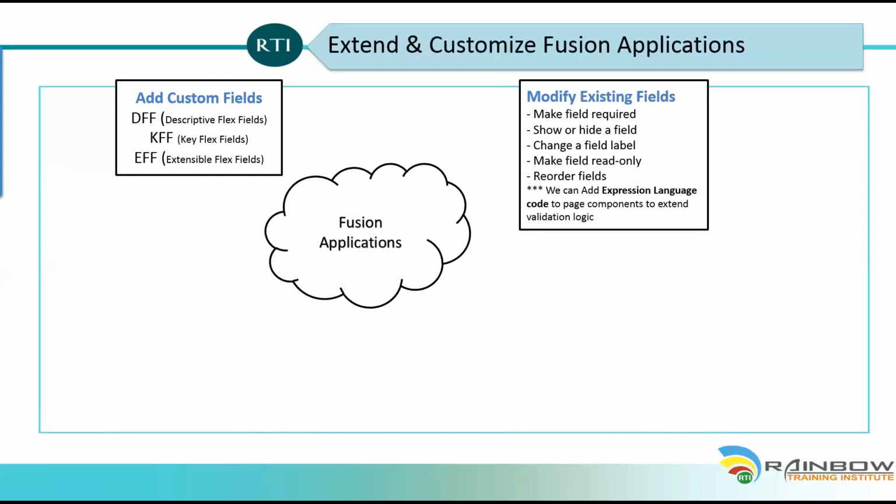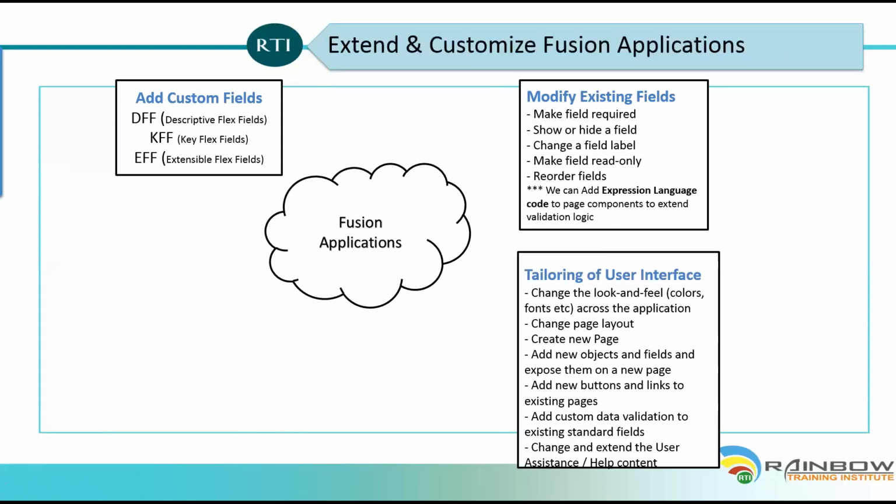And if you want to modify existing fields, like making a field required, showing or hiding a field, changing a field label, making a field read only, or reordering the fields, we will use expression language code, EL code, we say that, on the page component to extend validation logic. For example, if in a page two fields were there, and one field value is based on the other field value, if you need to implement that logic, then expression language is the one which you use to implement that feature.